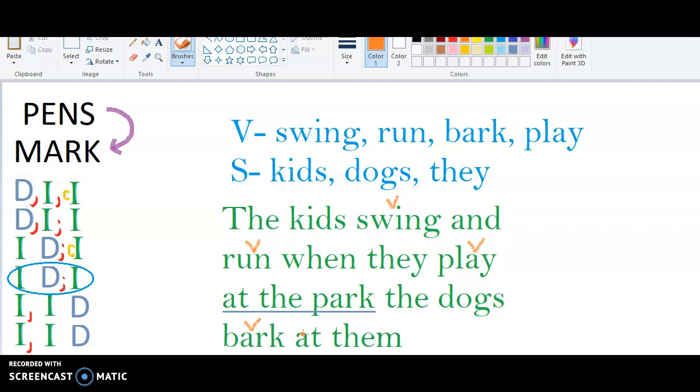So in the next step, R stands for rule out the subject. I'm going to put a letter S above my subjects. Let's do that in purple. Alright, the kids swing and run when they play at the park. The dogs bark at them.